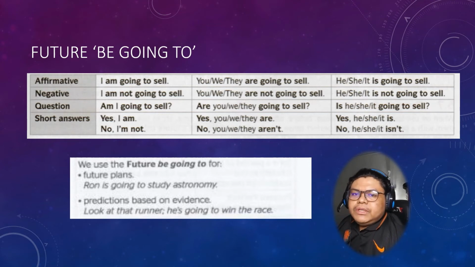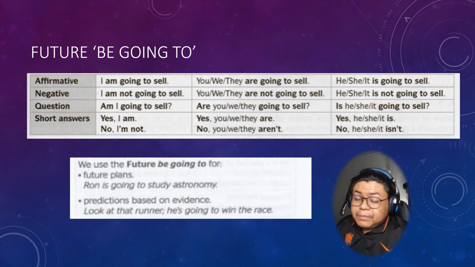Right, so when do we use future be going to? Okay, we use it for future plans. Okay, maksud future plans ni ialah satu perkara yang kita rancang. Okay, satu perancangan yang kita buat untuk masa akan datang. Okay, Ron is going to study astronomy, for example.